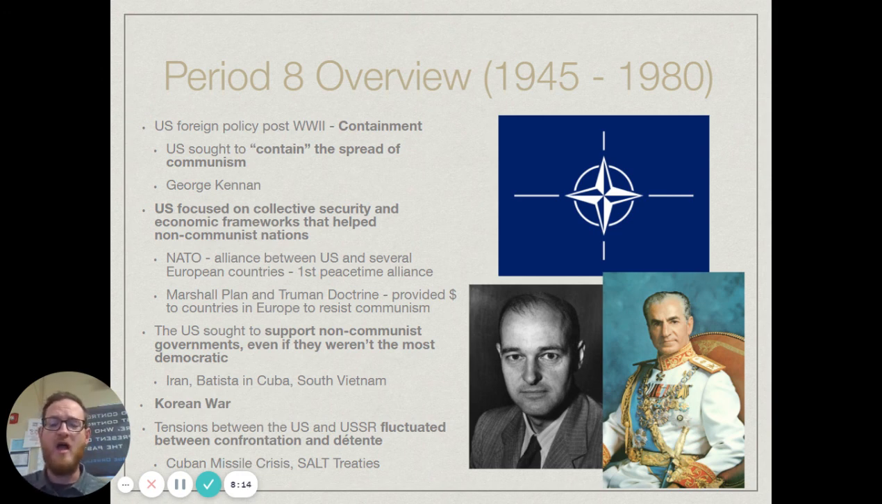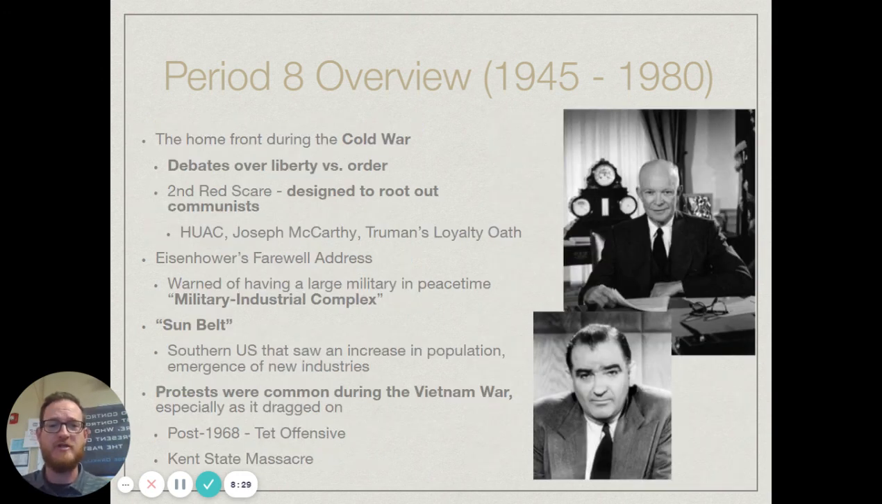You'd also have the SALT treaties. Again, that's an example of a reduction of tensions between the two countries, agreeing to reduce some of the arms and weapons that we have to hopefully avoid war between the two countries. Now, what did the home front look like during the Cold War?